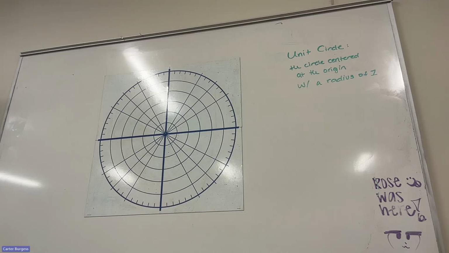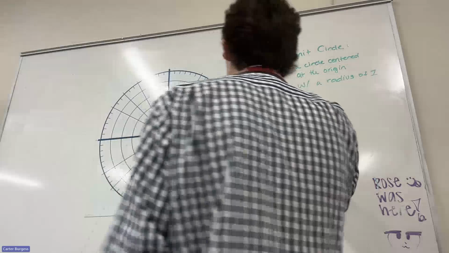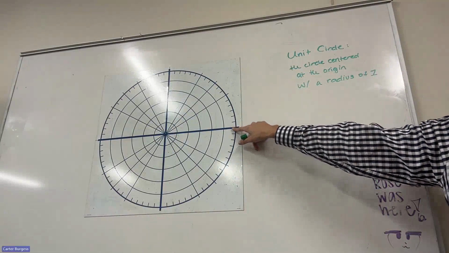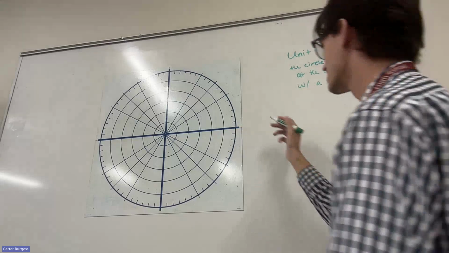All right. Starting off, when we are talking about the unit circle, we are always going to be starting in the positive X direction. So this point right here, in fact, what is this point?